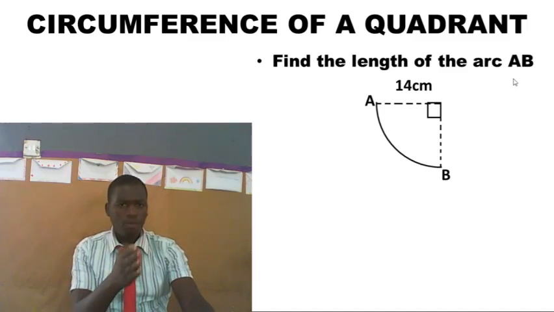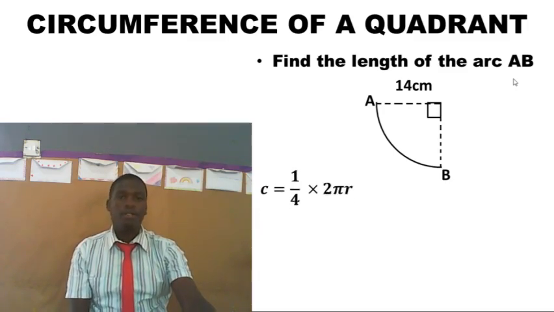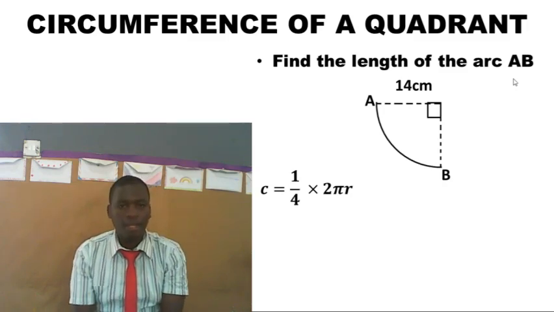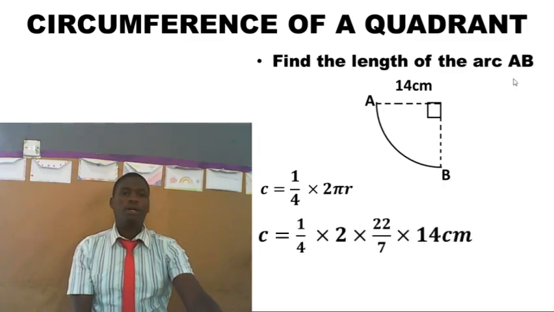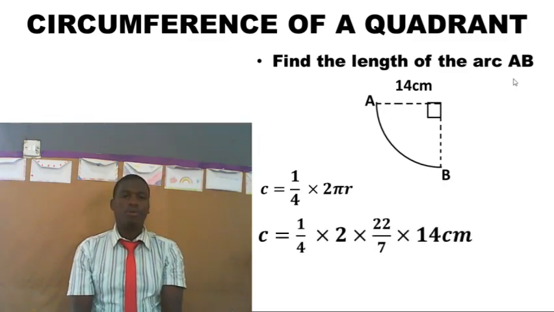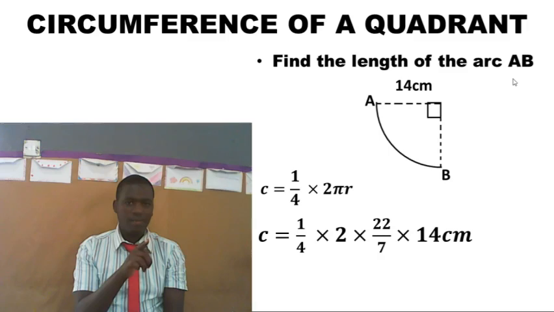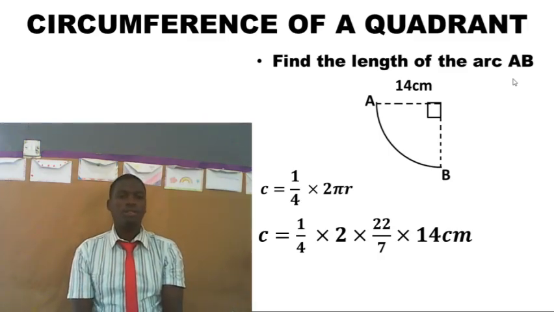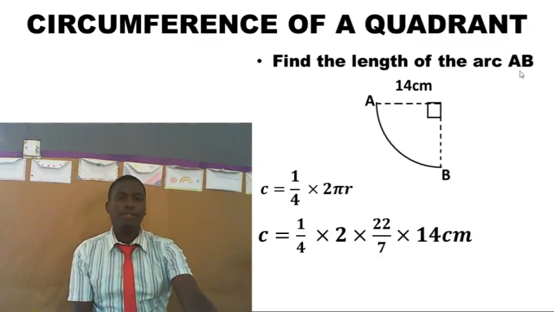Therefore, let's see how to find the length of the arc. There is no big difference between the length of the arc and the circumference. There we go. The circumference is the same as the length of the arc, equals a quarter times 2 pi r. Substitute. We have a quarter times 2 times 22 out of 7 times 14 centimeters. Why did I choose 22 out of 7? Because there is a multiple of 7. You can see that we are able to simplify. So there we go. Let's simplify the number so that we remain with our answer.